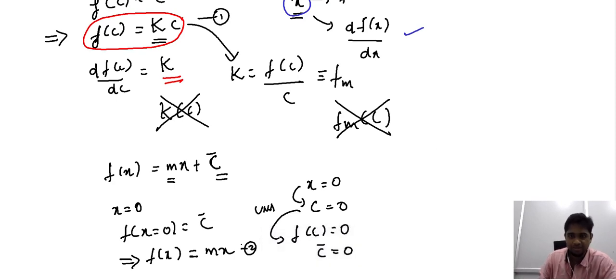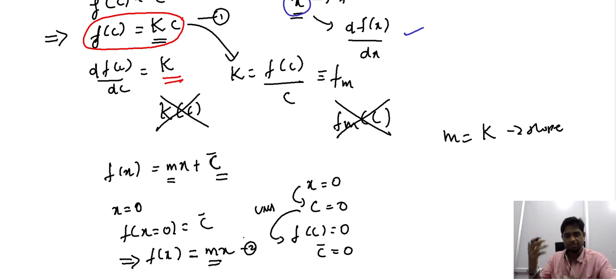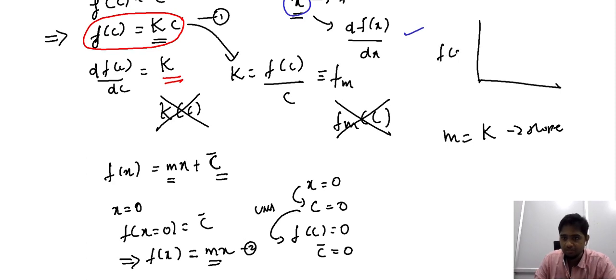So that means the m is equal to k, which is nothing but the slope. So what we essentially have is, since 1 and 2 are of the similar form, what essentially this means is that the free energy curve for the unary system that we have considered with respect to the concentration is nothing but a straight line that passes through 0.